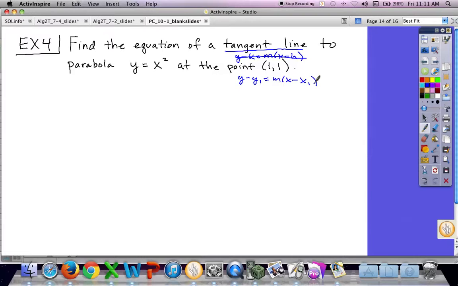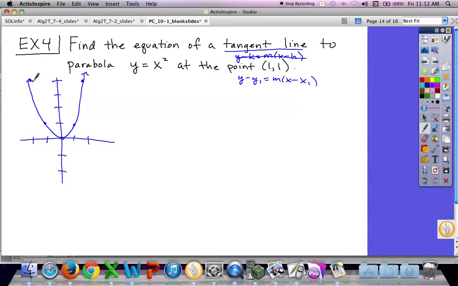y equals x squared. That's a pretty basic parabola, right? It has the points here, and here, and here, and here. I'm probably not drawing that very well, but that's what the graph looks like. What do they mean by a tangent line? What does a tangent line do? It touches it at one spot and it keeps going.